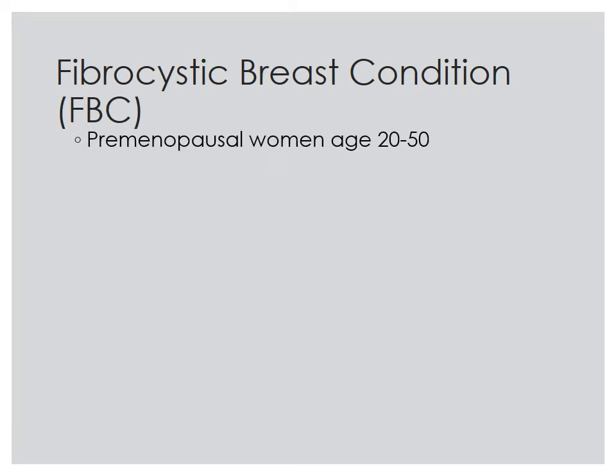Another benign disorder is fibrocystic breast condition. It is a condition with rubbery, ill-defined lumps that can arise in the breast, commonly in the upper outer quadrant. Fibrocystic breast conditions include a range of changes involving the lobules, ducts, and stromal tissues of the breast. Imbalance in the normal estrogen to progesterone ratio most often occurs in premenopausal women ages 20 to 50.